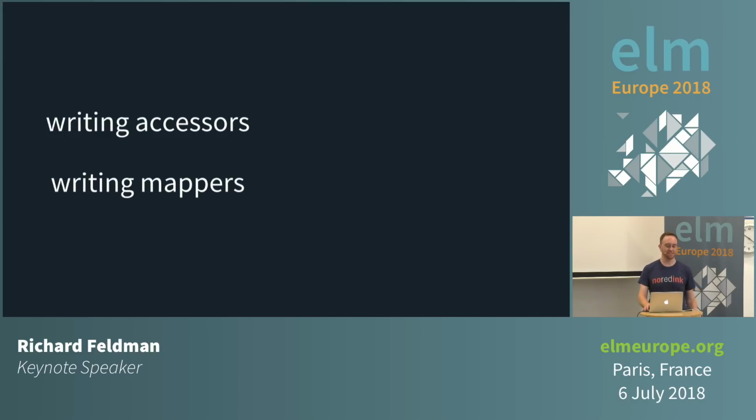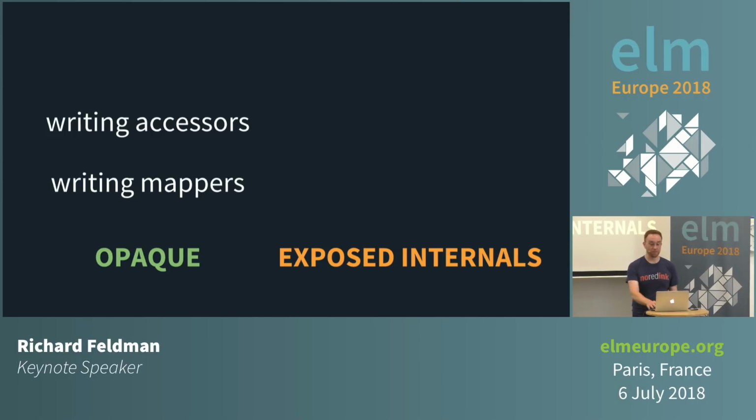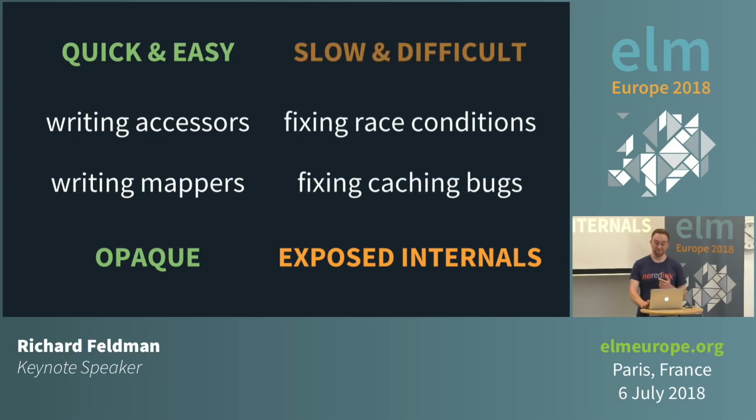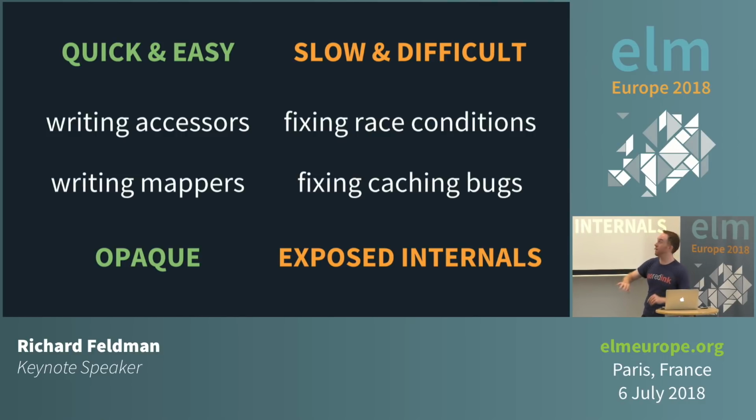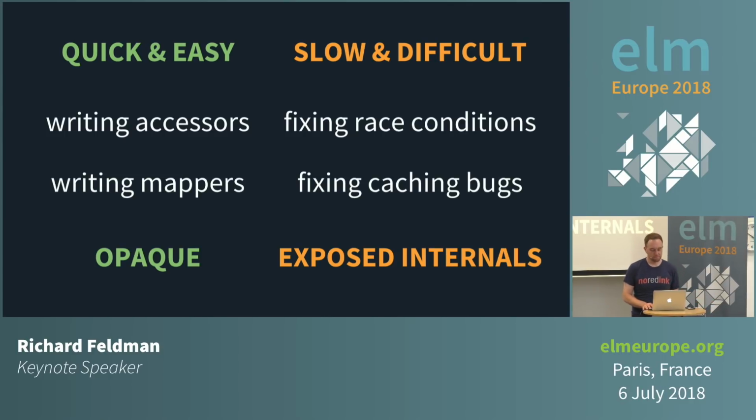Say writing accessors and mappers is what we do for opaque types. If we're actually exposing the internals, then fixing race conditions and fixing caching bugs become a lot harder. This stuff is quick and easy, no matter what. It's very easy to write these functions. They're one-liners. Exposing them takes no effort. But these things are actually very slow and difficult, and this is a really concrete downside of exposing your internals. Fixing really hard problems becomes significantly harder, and doing easy stuff is still really easy. So now when I'm making this mental trade-off, I'm like, yep, I'm just gonna write those, that's gonna be fine.